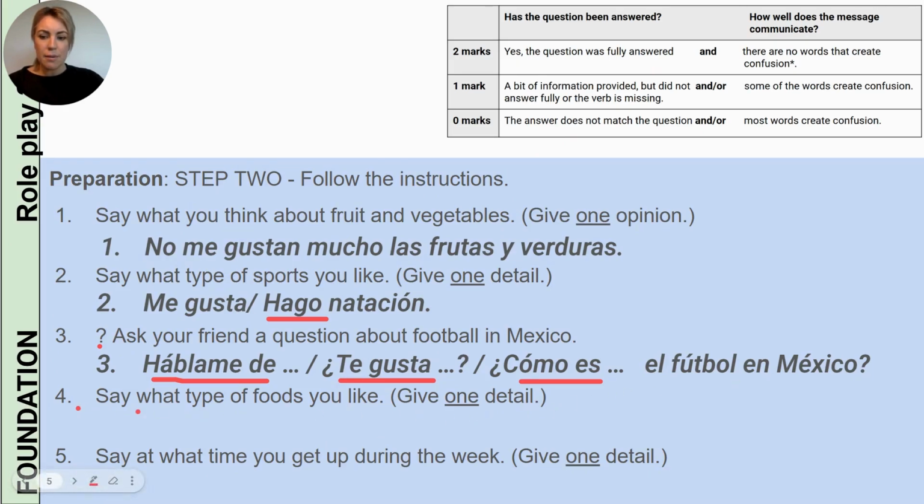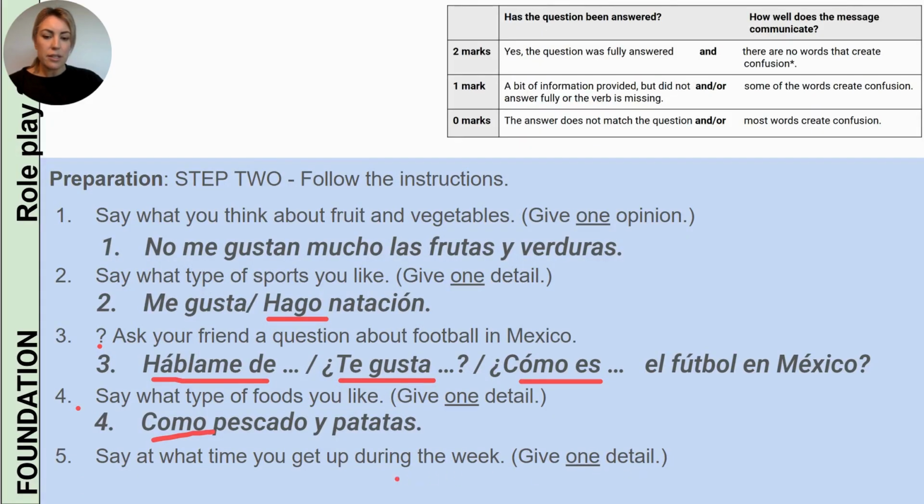Okay. Number 4, say what type of foods you like. Give one detail. I'm going to say what I can remember. I eat fish and chips. Como pescado y patatas. Perfecto. With a verb here, I eat. So that's fine.